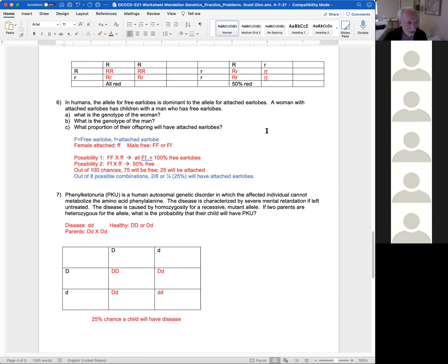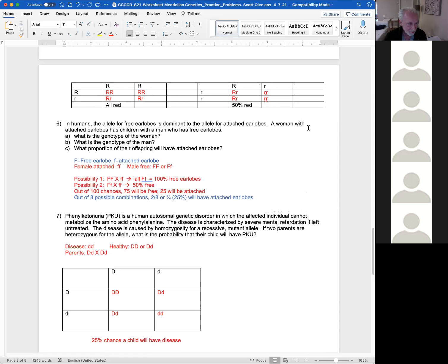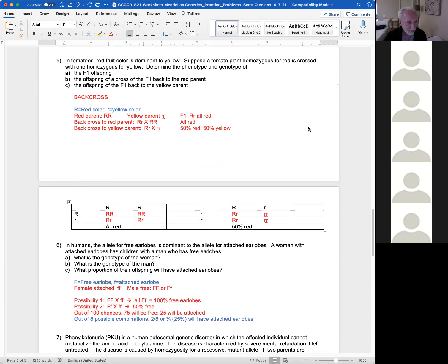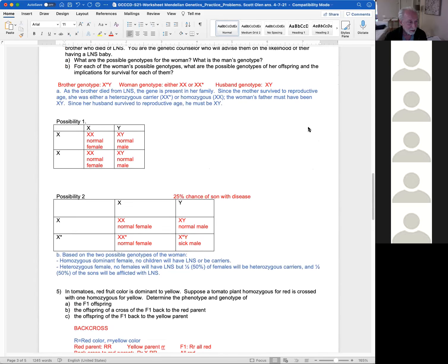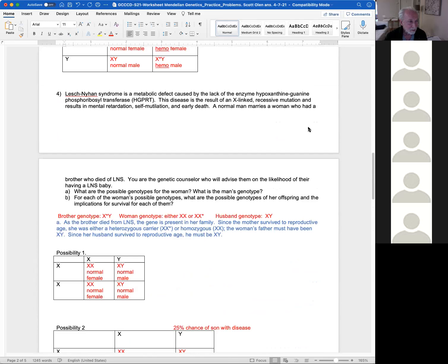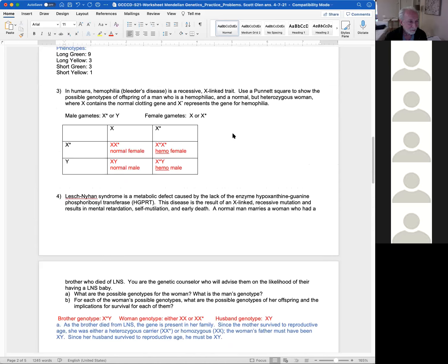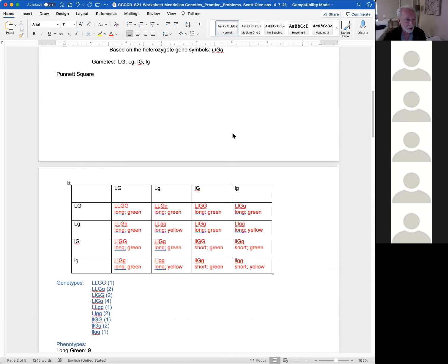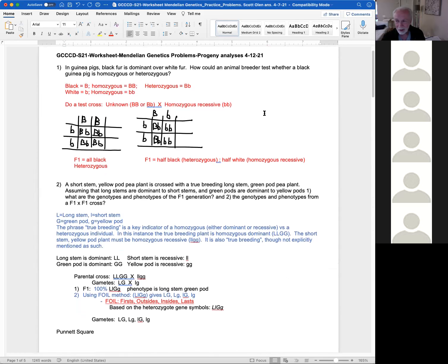Any question about that? This one is pretty straightforward Mendelian inheritance. So we've done the back cross. We've done the Lesch-Nyhan syndrome and the bleeder's disease and the dihybrid cross and the monohybrid cross.